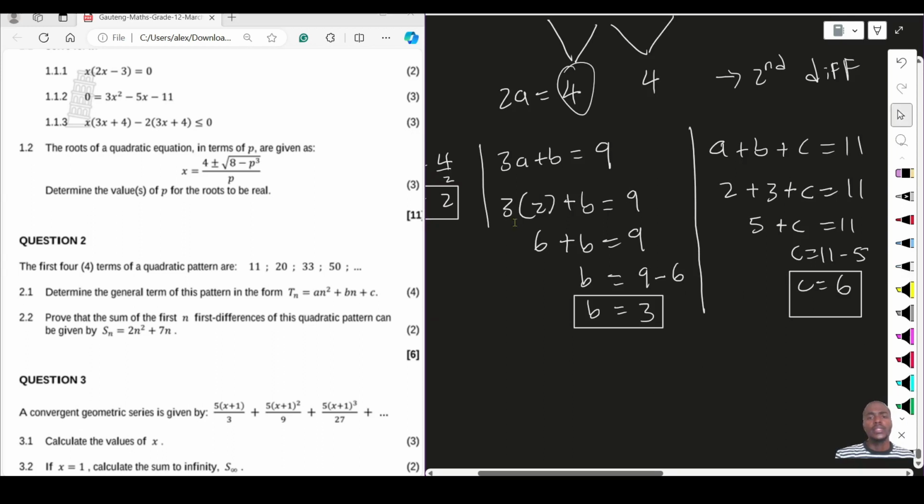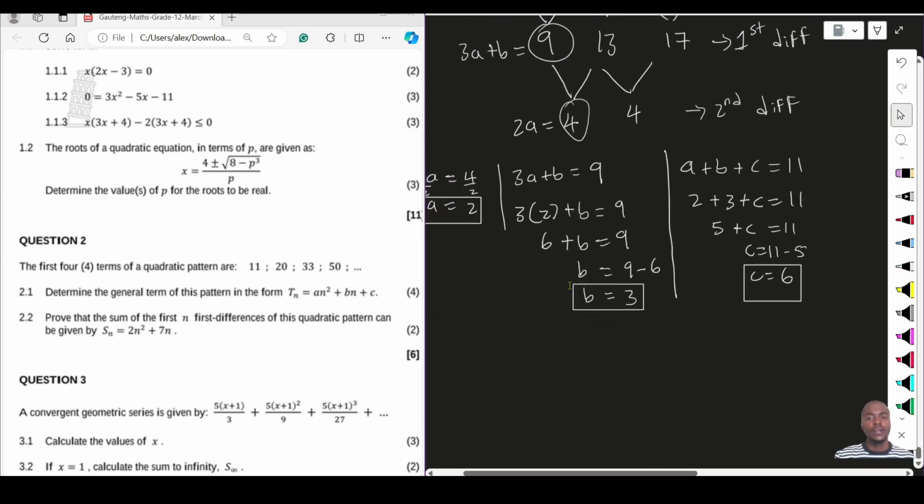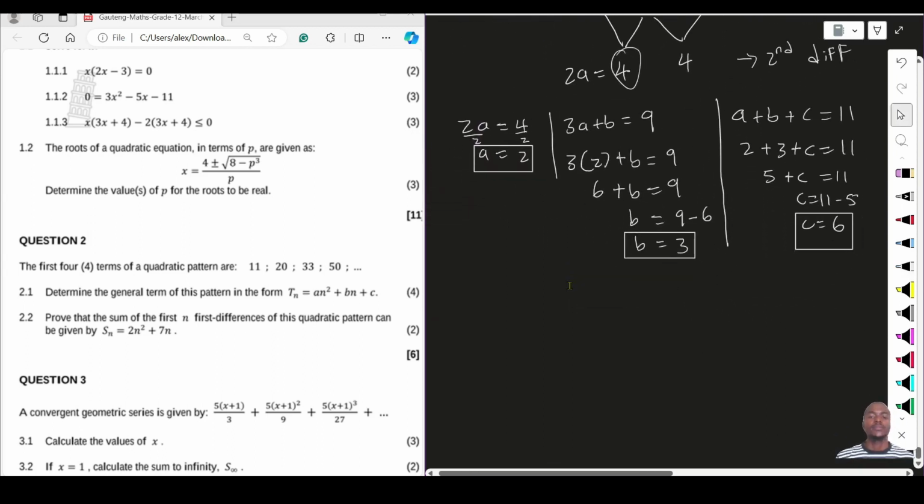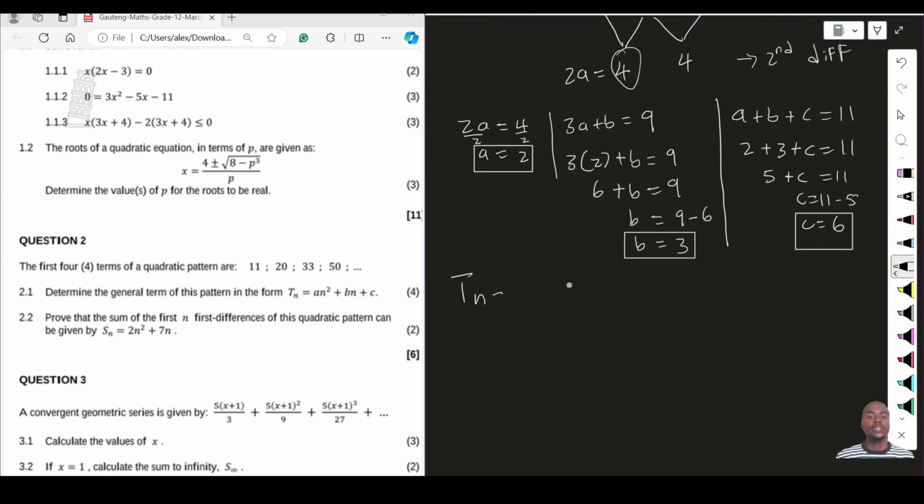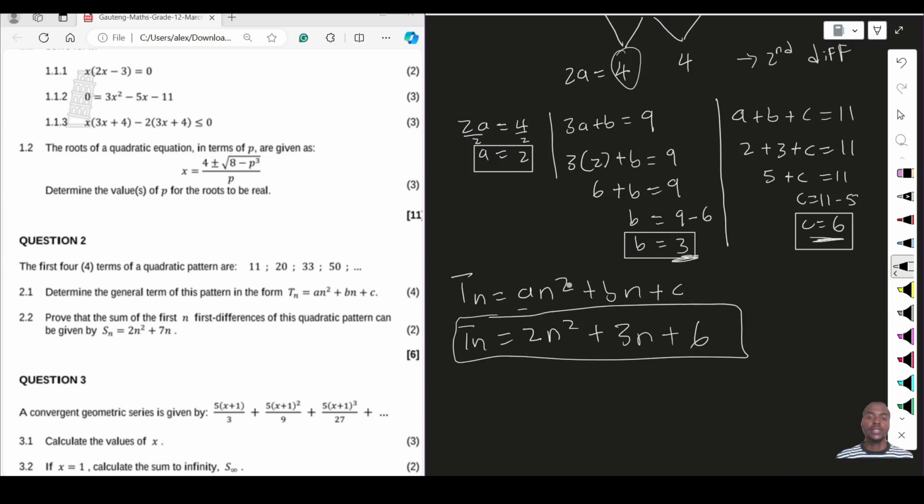Now with that knowledge, you can find the general term. Remember that the general term Tn is equal to an squared plus bn plus c. What is a? a is equal to 2, so 2n squared plus, what is b? b is 3, so 3n plus, what is c? c is equal to 6. This is how we determine the general term.